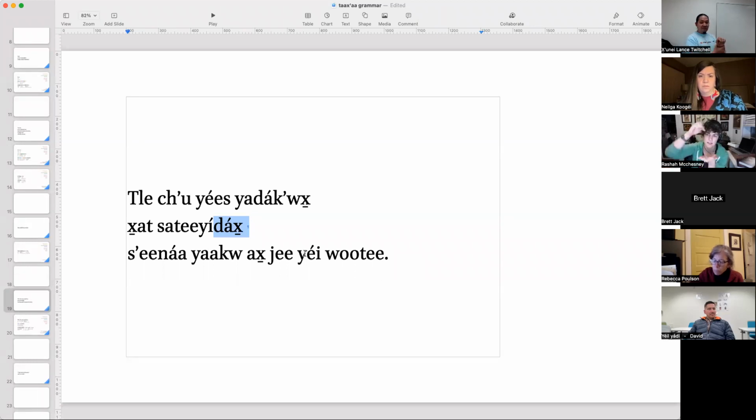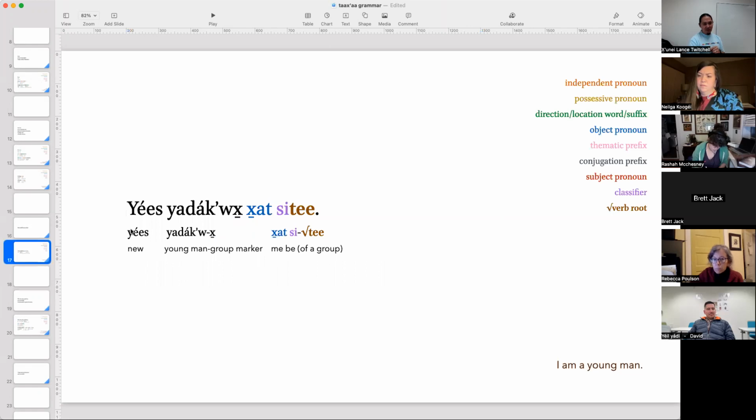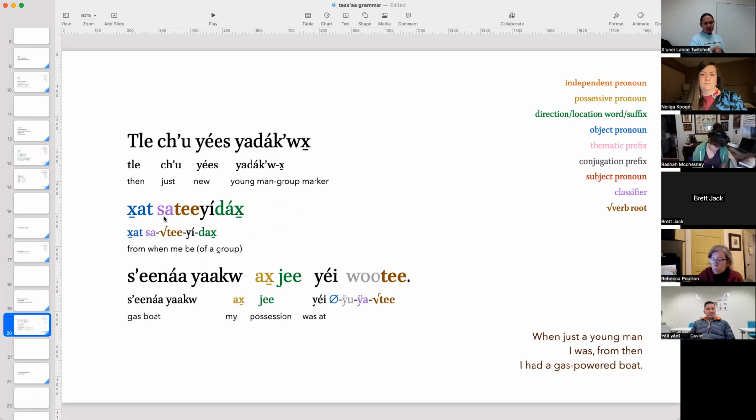But now that he's saying dach, what I would interpret that as is, ever since I came of age, I've always had a boat, right? And so Tlingit does all these subtle things with little tiny parts. And so this is that same verb, siti, right? So this is the other part. It's like you go from siti to satiyidach. And what has happened is it has turned into a noun. And so you can turn a verb into a noun.